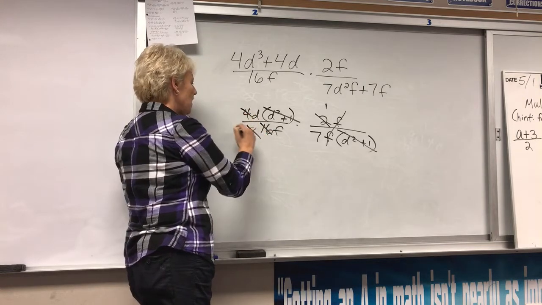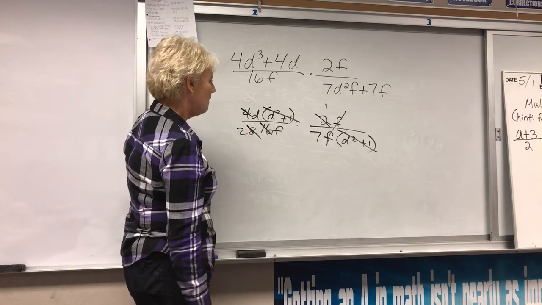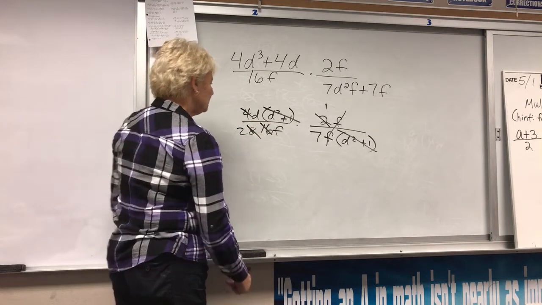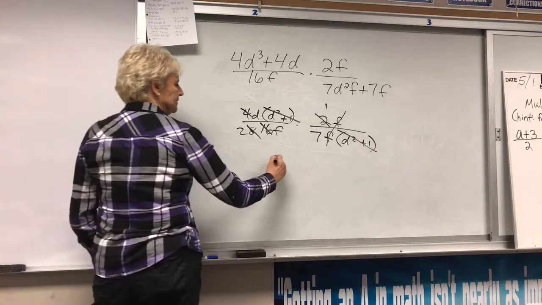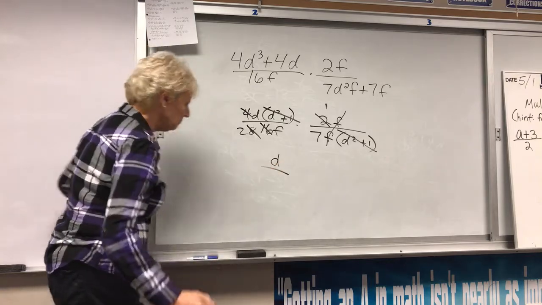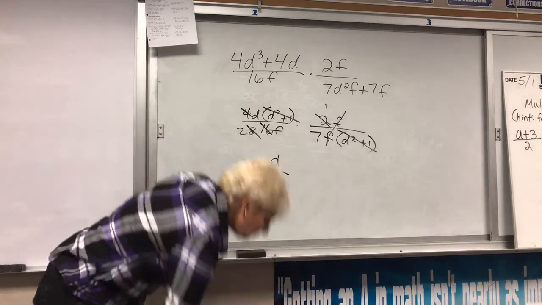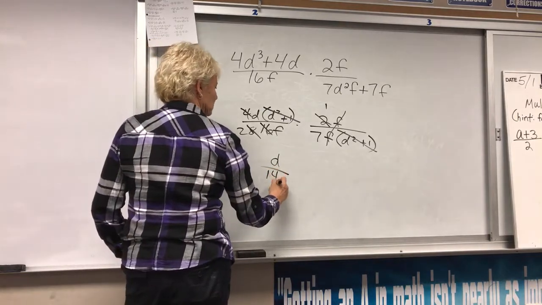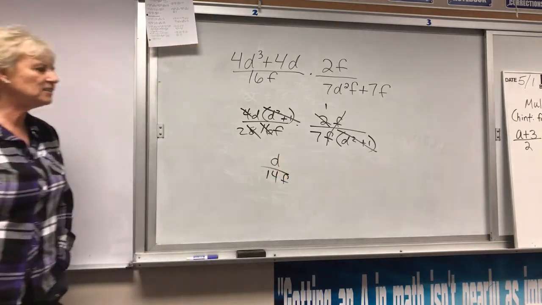4 and 8. Are we good? What's left on top? d. What's left on the bottom? 2, no, 4. 14d. Yeah. No. Final answer.